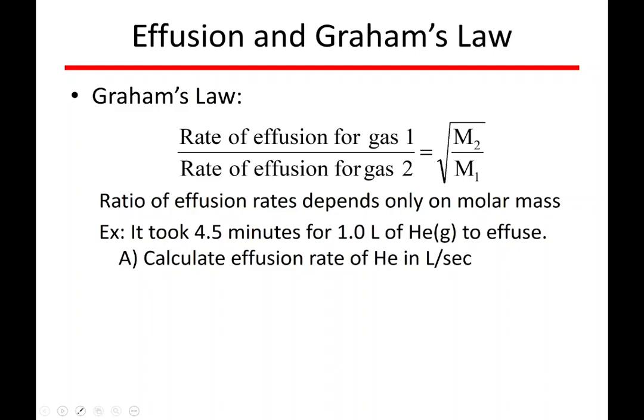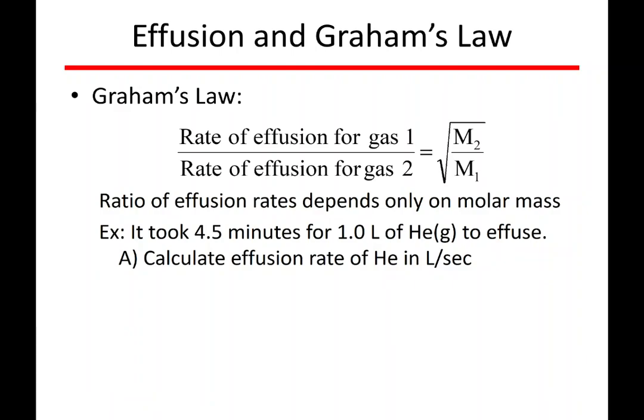Let's do a calculation here. We're told that it takes 4.5 minutes for 1 liter of helium gas to effuse through a barrier. And first we're asked to calculate the effusion rate of helium gas in units of liters per second. So let's talk about how we would find the rate.